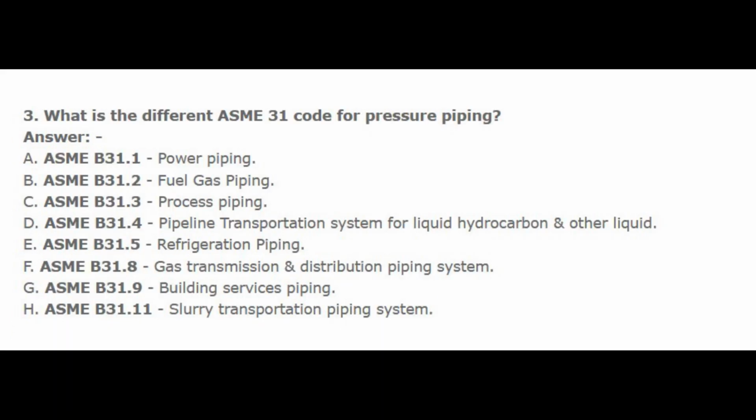Number 3. What are the different ASME B31 codes for pressure piping? Answer: ASME B31.1 power piping, ASME B31.2 fuel gas piping, ASME B31.3 process piping, ASME B31.4 pipeline transportation system for liquid hydrocarbon and other liquid, ASME B31.5 refrigeration piping, ASME B31.8 gas transmission and distribution piping system, ASME B31.9 building services piping, ASME B31.11 slurry transportation piping system.